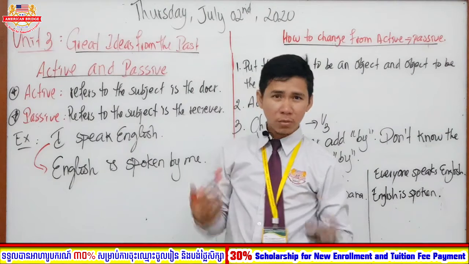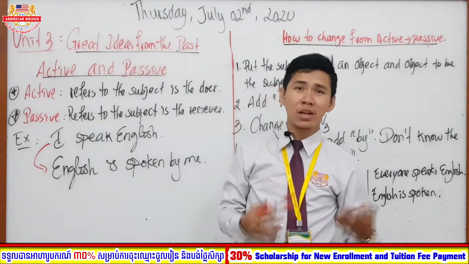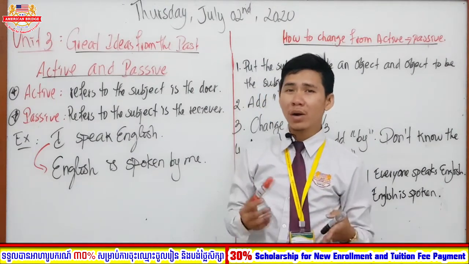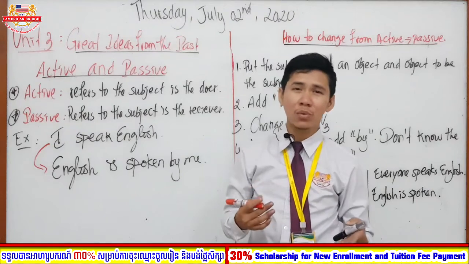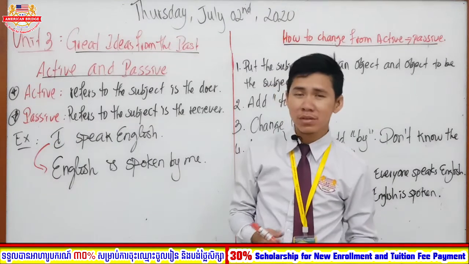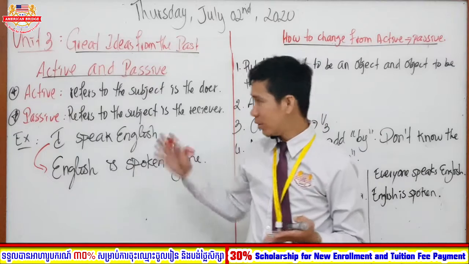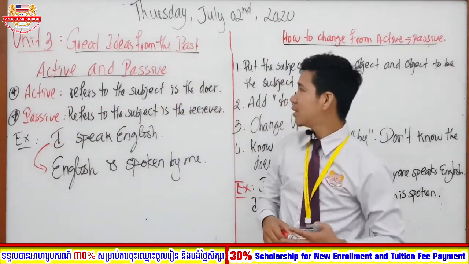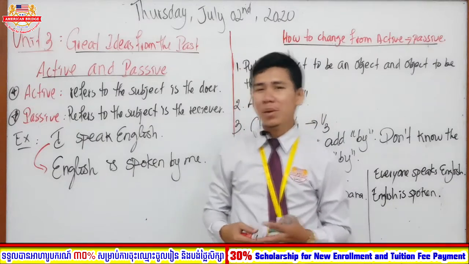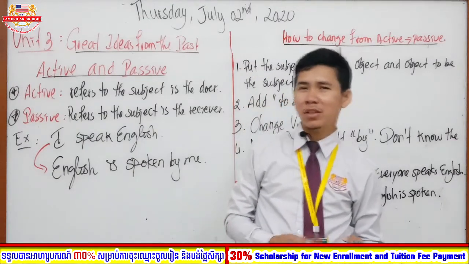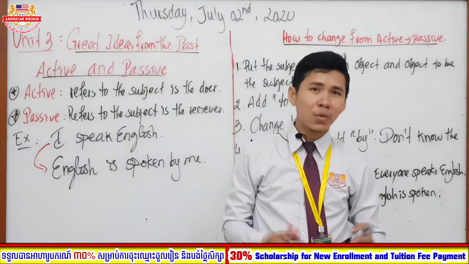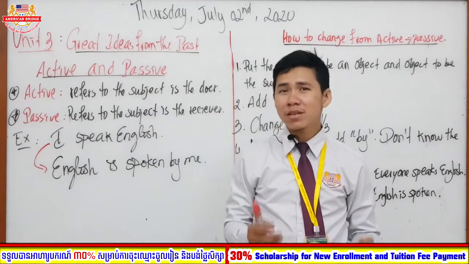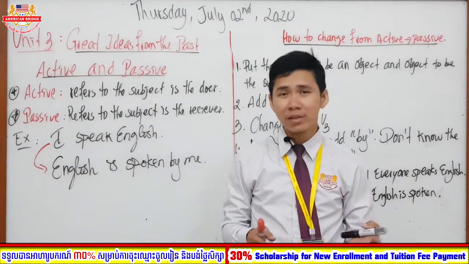Before you move on to the next point, which talks about how we use the passive or how we create a passive sentence, I am going to give you this first, okay? Active refers to the subject being the doer. Everyone, do you understand what it means that the subject is a doer? When you want to create an active sentence, it focuses on the normal sentences that you create.